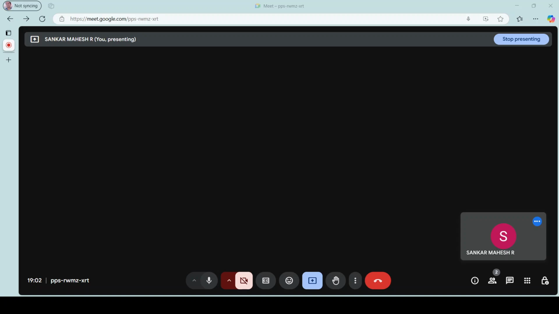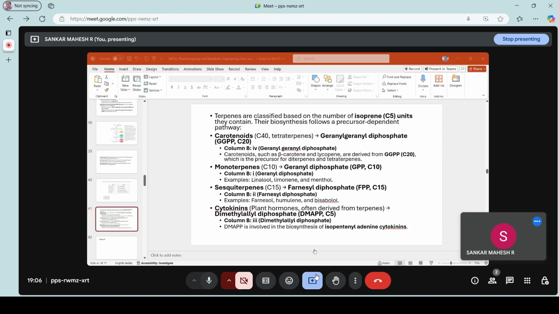So these terpenes are classified based on the number of isoprene units they contain. So isoprene is C5 carbon, but it also has unsaturation, a double bond, and also it is not a linear chain, it is branched. Okay. Now carotenoids are C40. They are tetraterpenes. An example would be geranylgeranyl diphosphate.